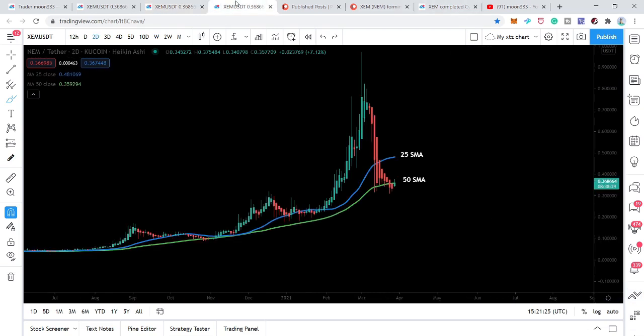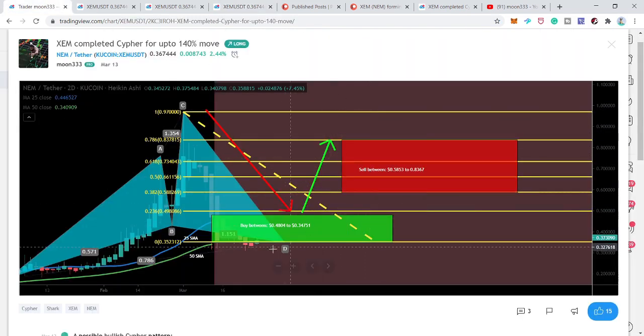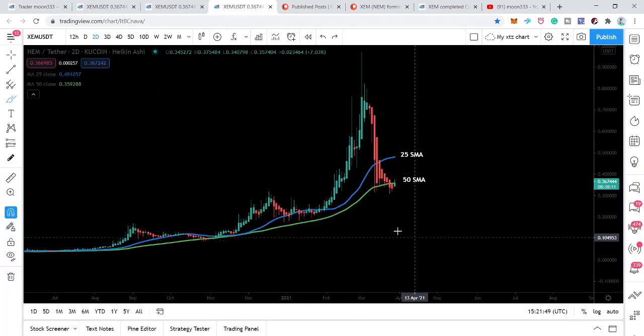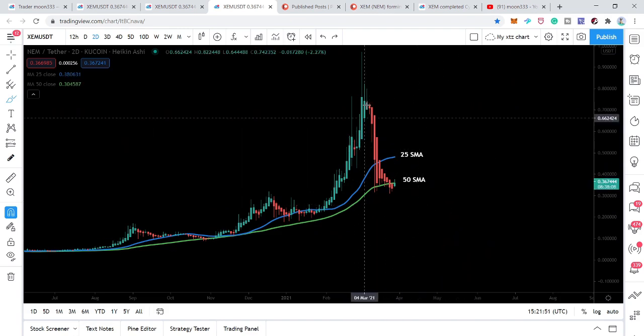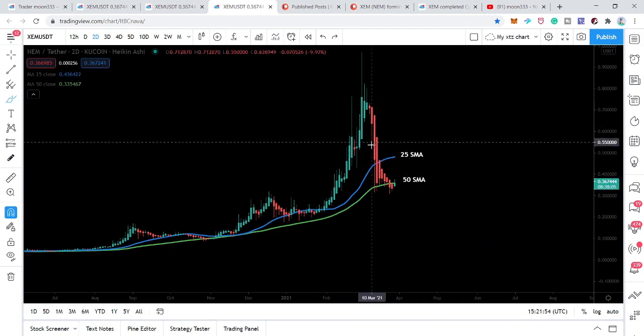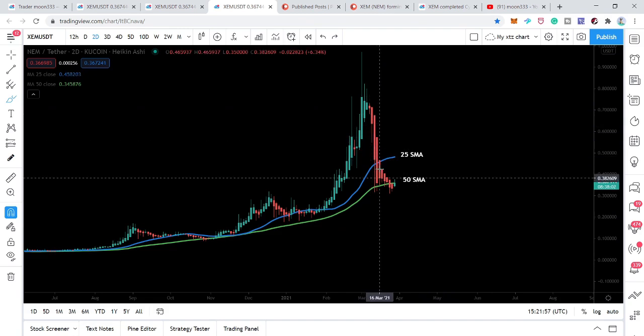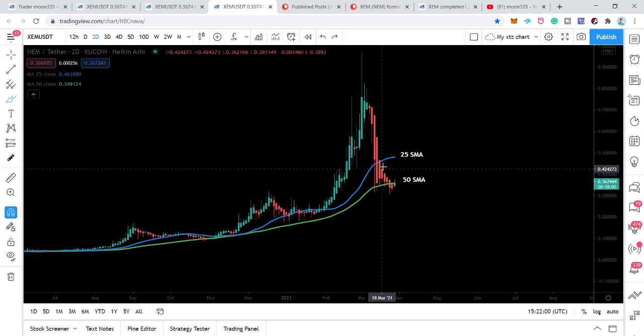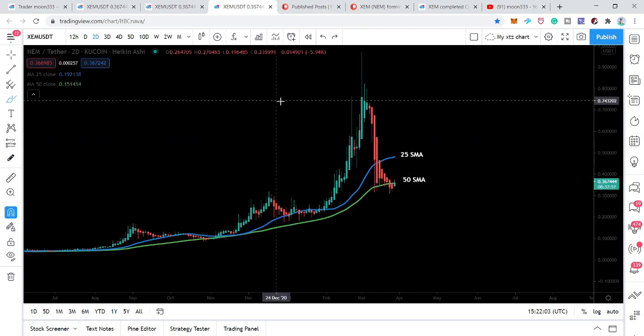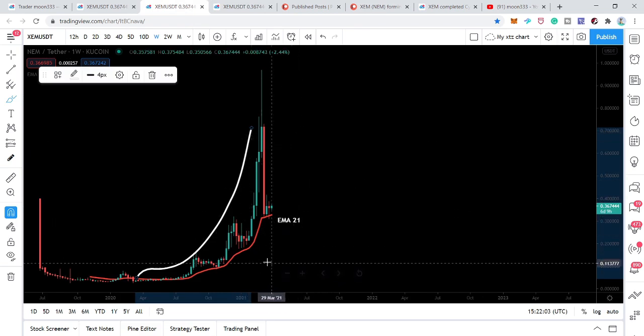Now, if we watch the simple moving averages on the 2-day chart, as we have already discussed in my previous videos, we have a very good support of this 25 simple moving average and this 50 simple moving average on the 2-day chart. While the price action was entering this bullish cipher move, at that time the price action was breaking down the 25 simple moving average on the 2-day chart. Now if we watch the live 2-day chart, at this time the price action has broken down this 25 simple moving average and is still at the support of the 50 simple moving average. So far so good. It is at the support of the 50 simple moving average. It is also at the support of EMA 21.